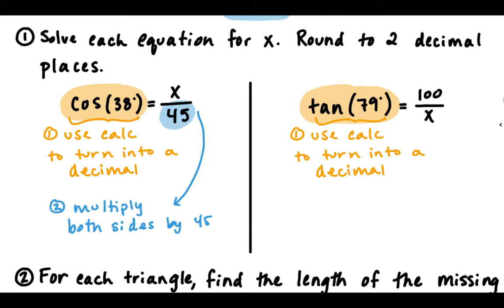Same idea on this one, except now we have x in the denominator. So there's going to be a little bit of an extra step. But the first thing we want to do is the same. We want to get x out of the denominator, so we're going to do exactly what we did with 45 and multiply both sides by x.